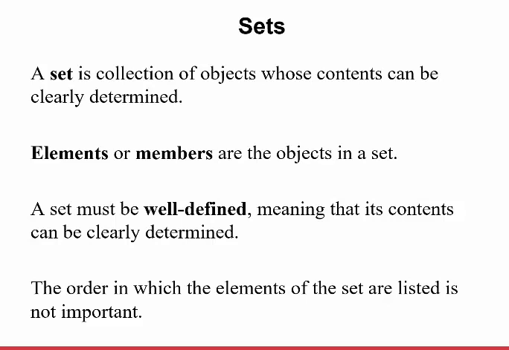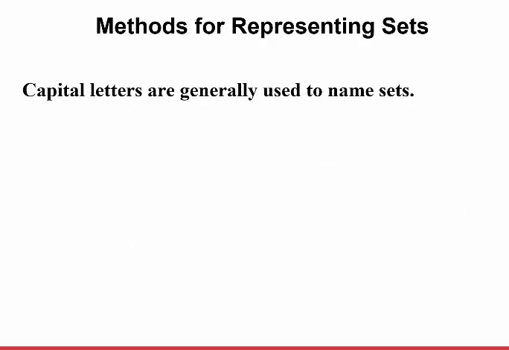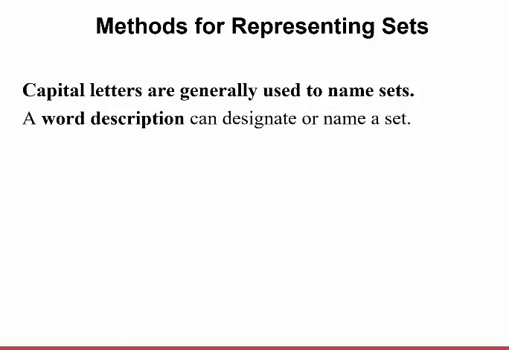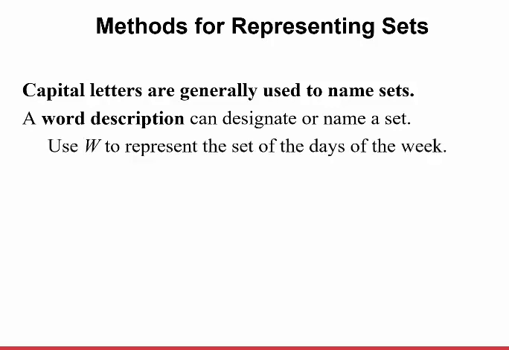The order in which the elements of a set are listed is actually not important. Generally when we're dealing with numbers, we'll put them in numerical order, but how they're listed is not important. Capital letters are generally used to name sets, so we'll call sets like set T or set A or set B or Z. A word description can designate or name a set as well. If we use W to represent the set of days of the week, think about what days are in the week.